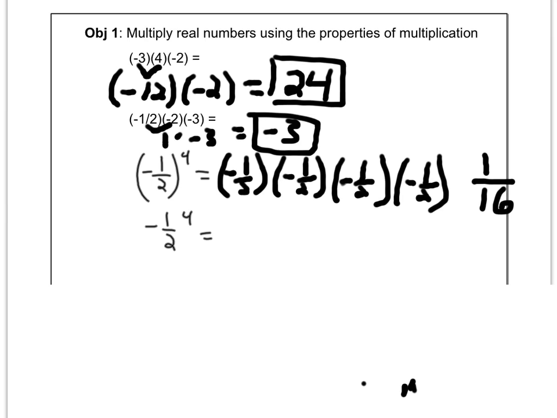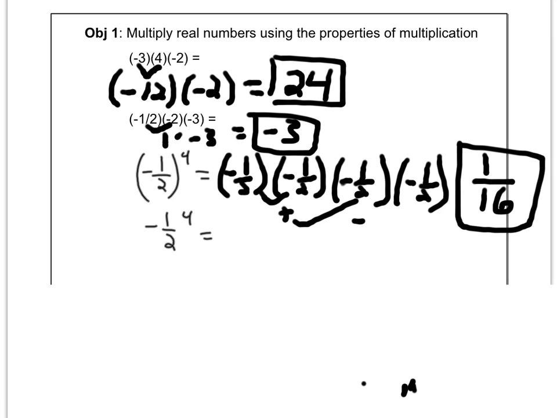Okay, now I have to figure out if my answer is positive or negative. So let's think about this here. A negative times a negative is a positive. So I put these together to make a positive. Then, a positive times a negative is a negative. So I'm combining these to make a negative. And now I've got a negative times a negative, which is a positive. So it's positive 1/16.